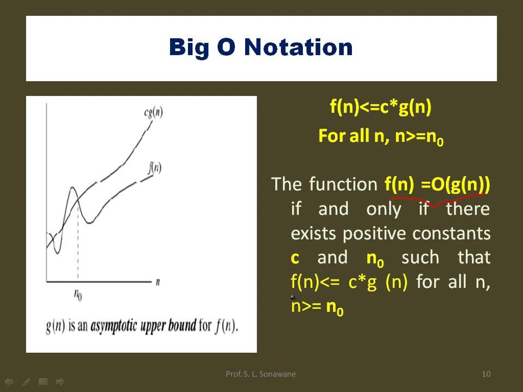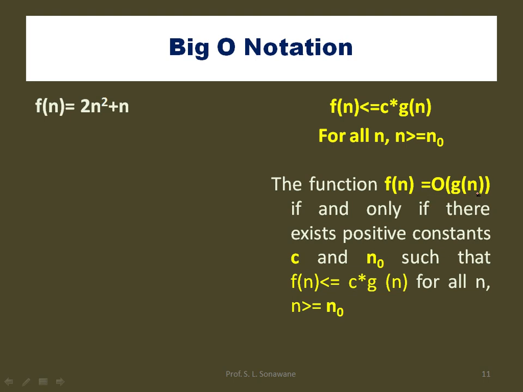Such that f of n is less than or equal to c into g of n for all n where n is greater than or equal to n0. So when all these conditions are satisfied, only then can we say that f of n is equal to big O of g of n. Here we will see how we satisfy all these conditions.